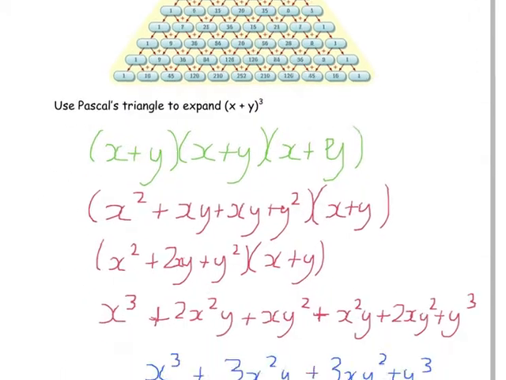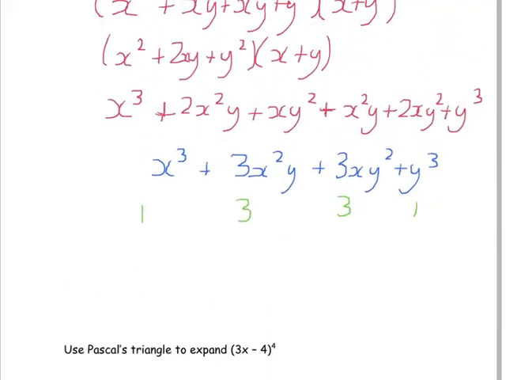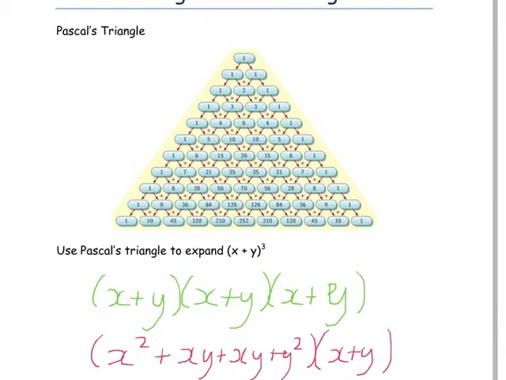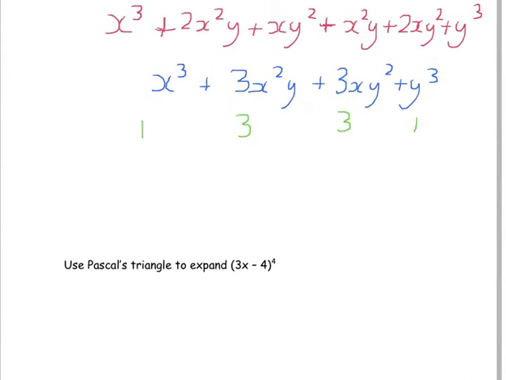If we look at another example, and this time I'm trying to use Pascal's triangle to help, we're looking for (3x minus 4) all to the power of 4. So this means we're going to be looking at the 5th row down. So if we look at the 5th row down, you'll notice the 5th row down, so 1, 2, 3, 4, 5, we've got 1, 4, 6, 4, 1. And we're going to use that. So we're going to use the values 1, 4, 6, 4, and 1.